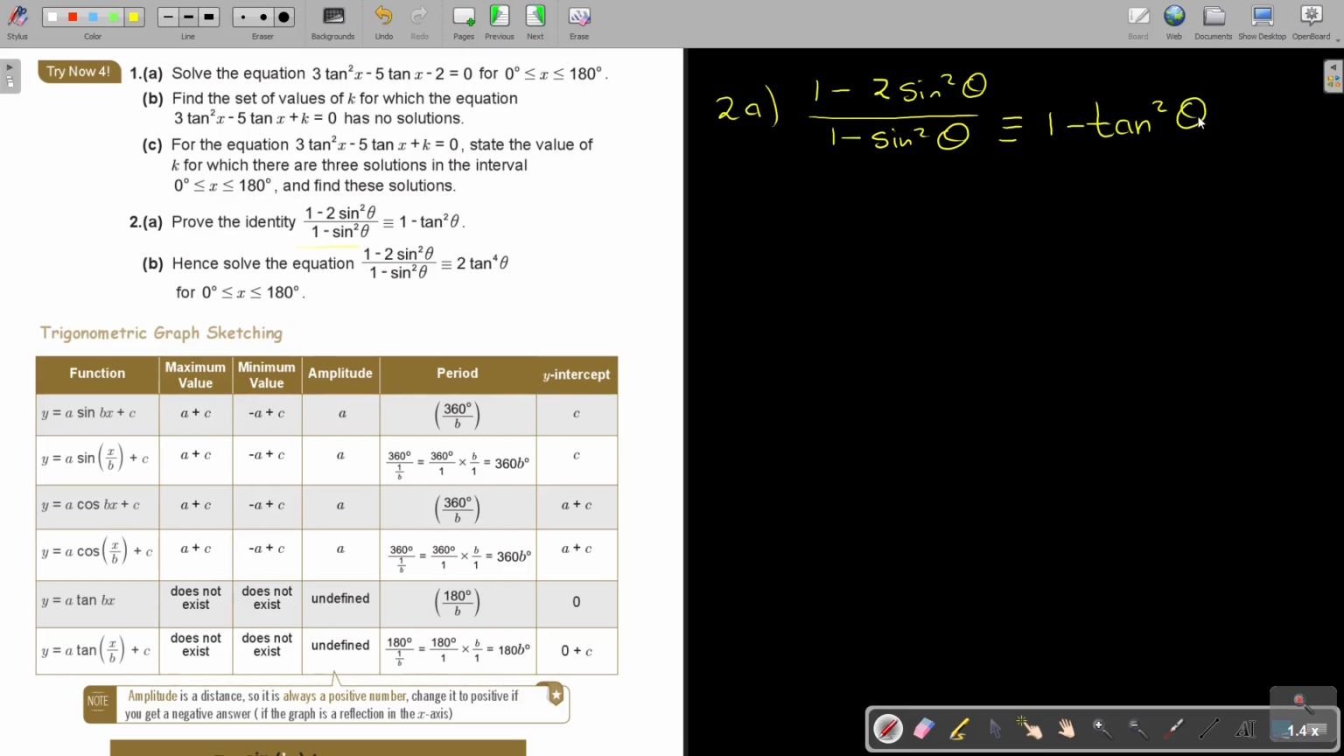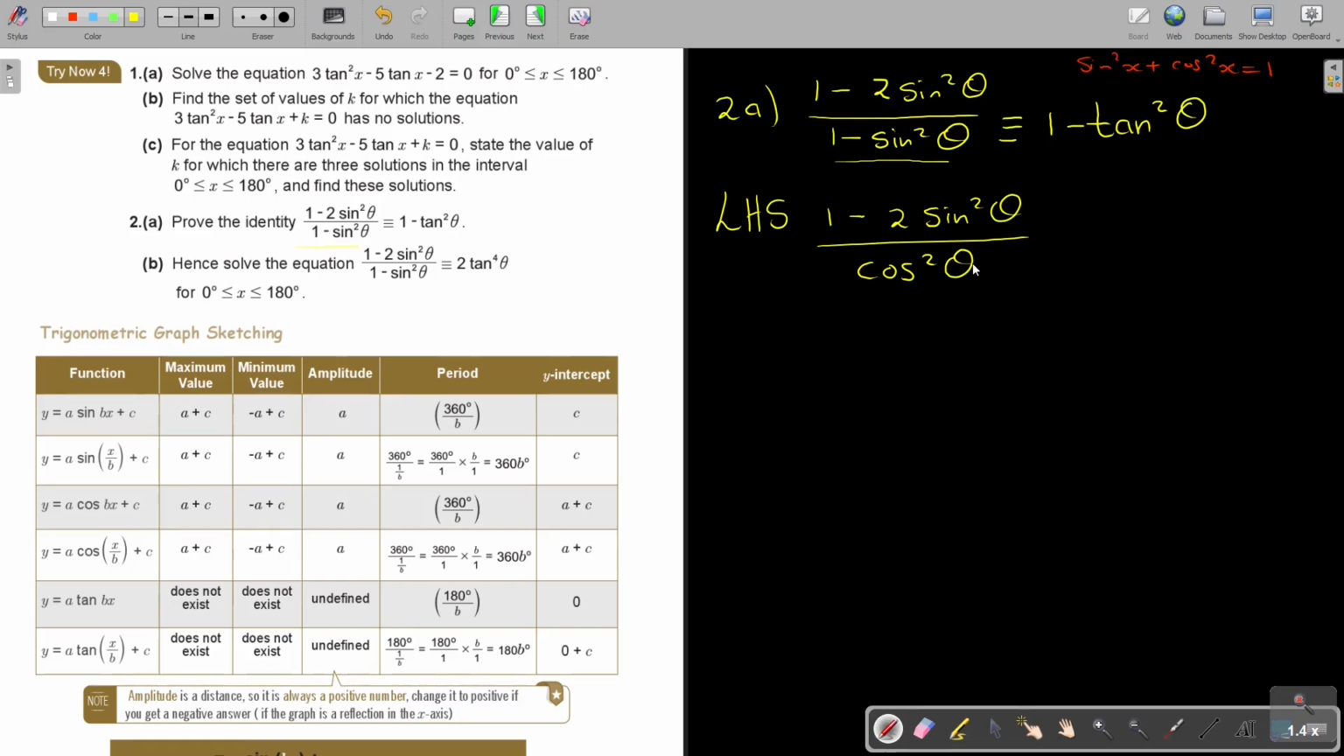If we're going to prove, just go to the left-hand side. I'm first going to do this one. Can you remember that sin square x plus cos square x is equal to 1? So 1 minus sin square is equal to cos square x. So I'm going to say 1 minus 2 sin square theta, and in the denominator I substitute cos square theta.